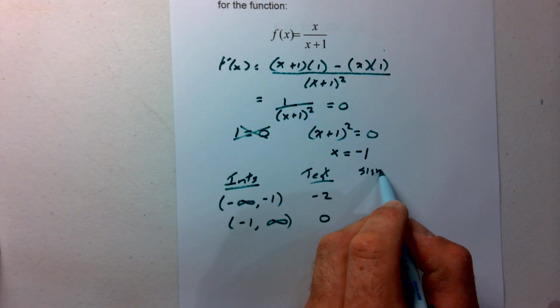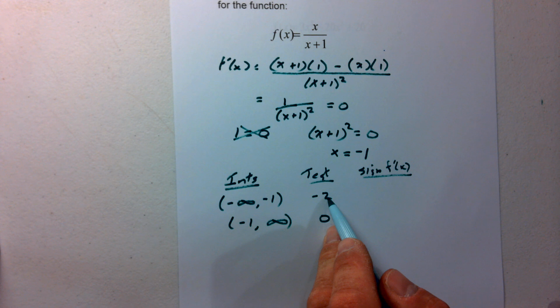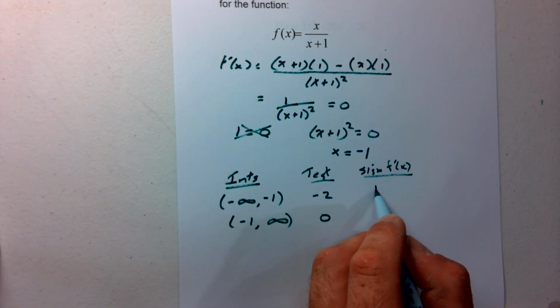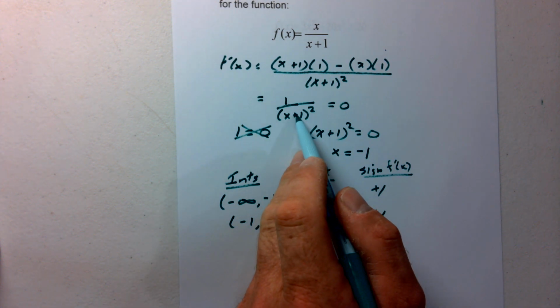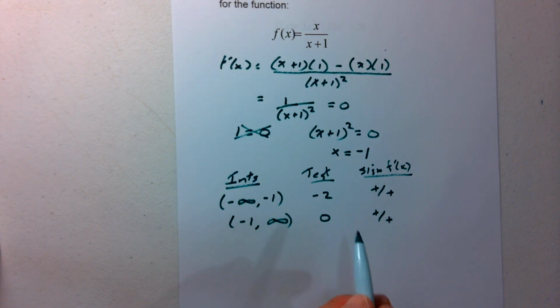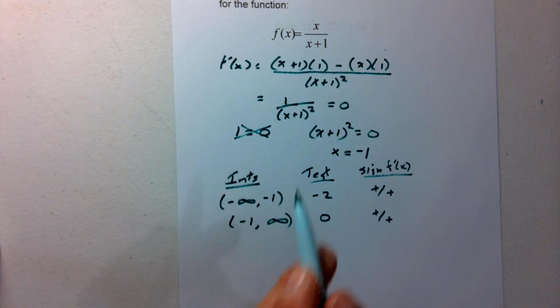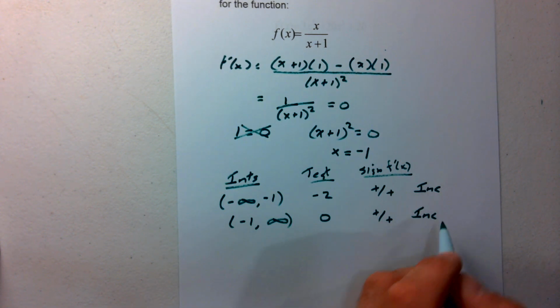And I'm looking at the sign of f prime of x. So take negative 2 and plug it in. Again, I'm going to plug it in on here. My top number is always going to be positive, isn't it? 1 is always going to be positive. The bottom, x plus 1 squared, that's always going to be positive as well. So it doesn't matter if I plug in negative 2 or 0, I always get a positive value out of my denominator. So I've got increasing, and then I've got increasing.